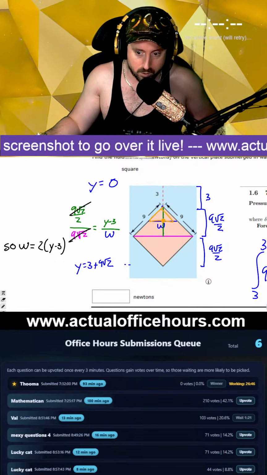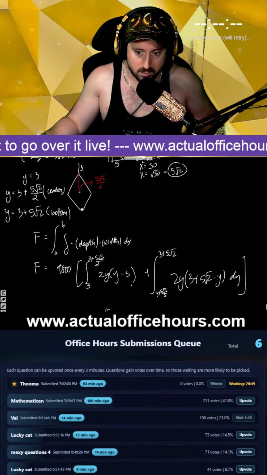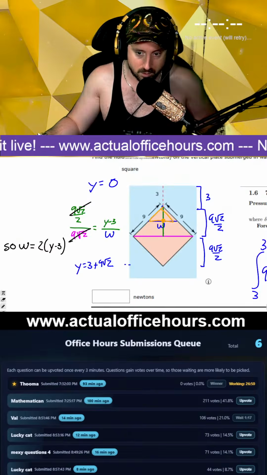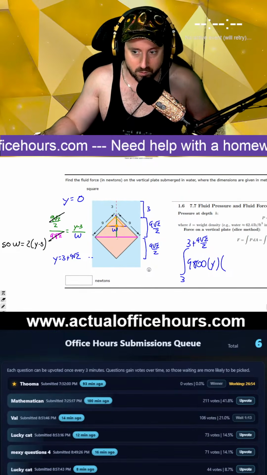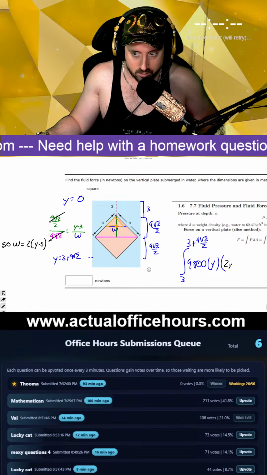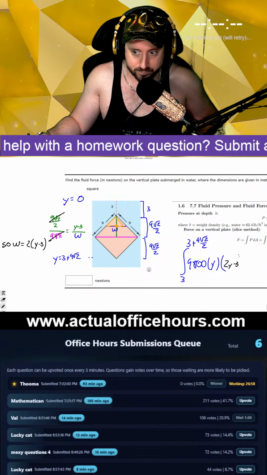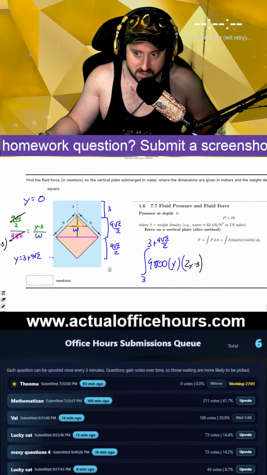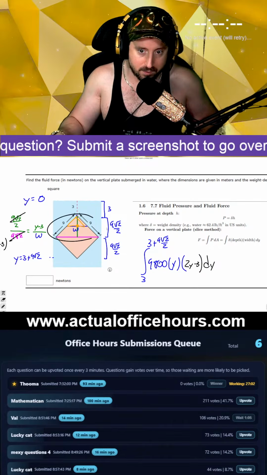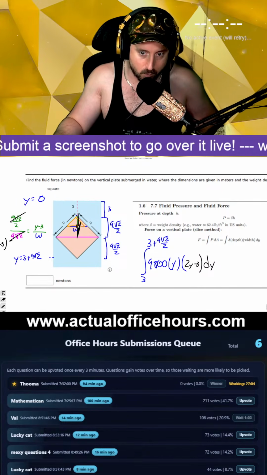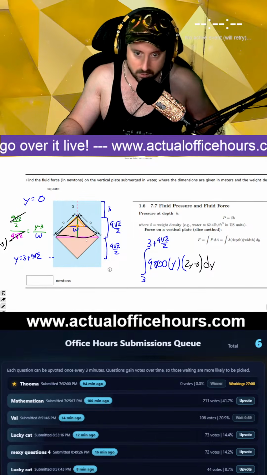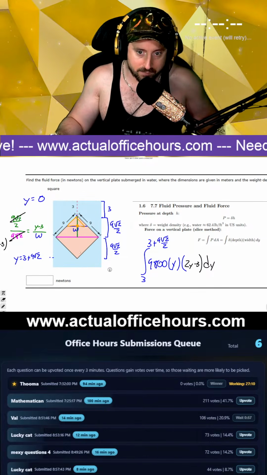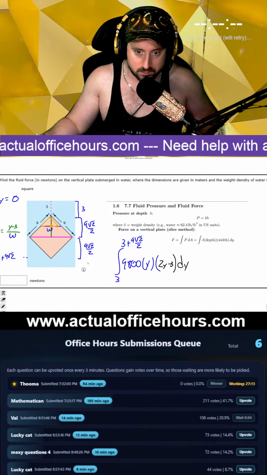Which I think is also what AFG had. Yeah, he has 2y minus 3. So that goes into here. So this is 2y minus 3, and then that's dy. But that's only finding the force for the top half of the triangle. And then you have to go for the bottom half of the triangle.